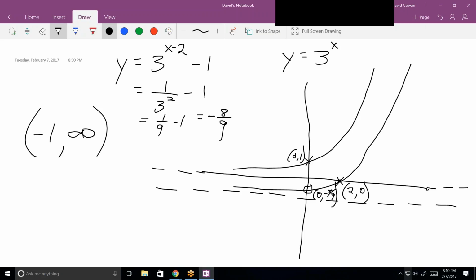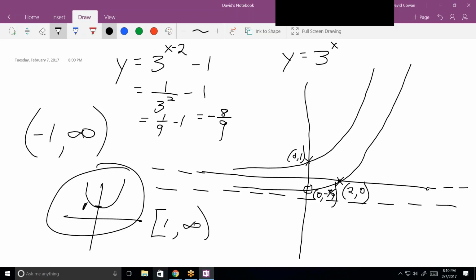Infinity always has parentheses. Numbers don't always. Sometimes they have a bracket. In other words, if I had a graph that was like this, or say that's at 1, well, now the range on this thing is bracket 1 to infinity, because it would be able to be 1. All right. What else do you got?